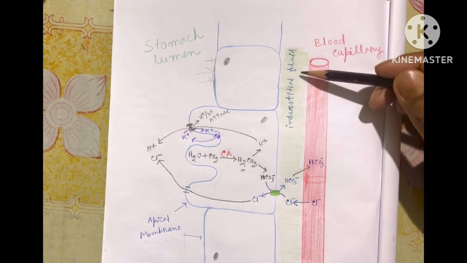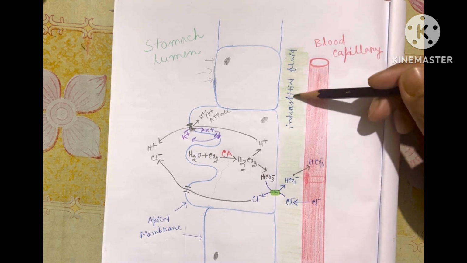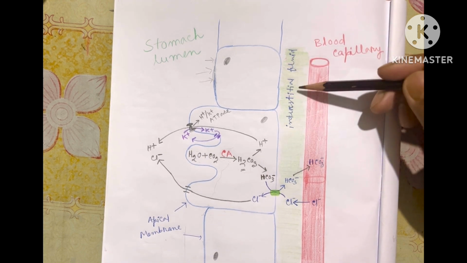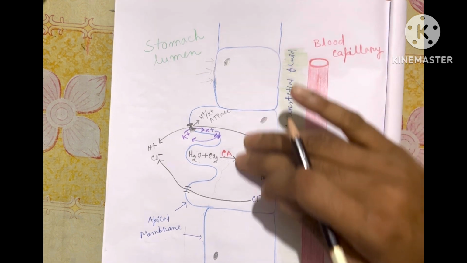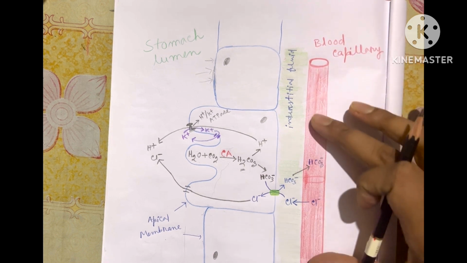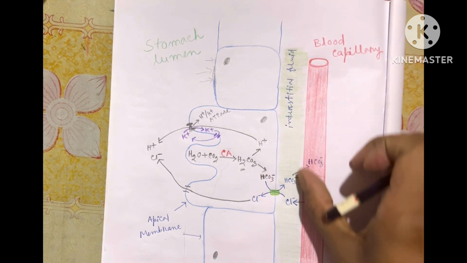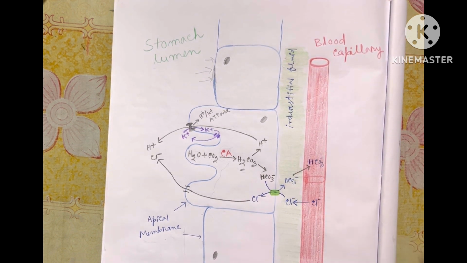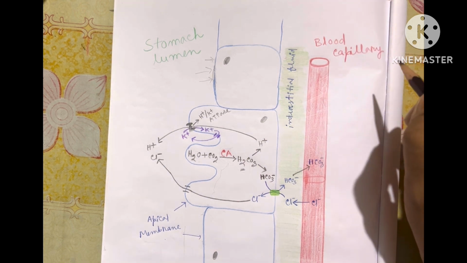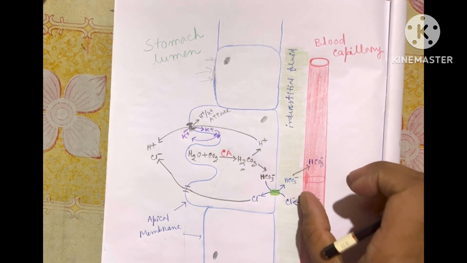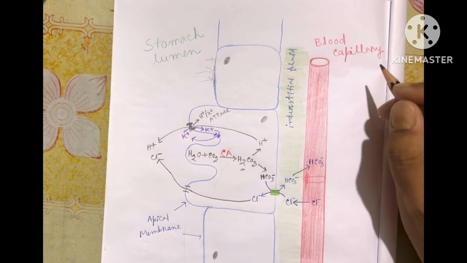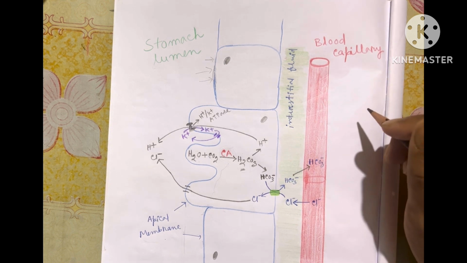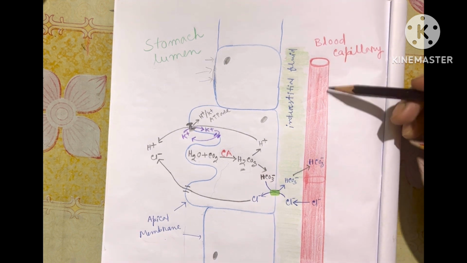Another term is interstitial fluid. So what is interstitial fluid? It's a fluid present in between two different layers of the stomach. So this is one layer and this is our blood capillaries. But these capillaries are present in another stomach layer, whose name is lamina propria. I haven't written that name, but this blood vessel is present in lamina propria. So lamina propria is the most vascular layer inside the stomach. Vascular means lots of blood vessels will be there.